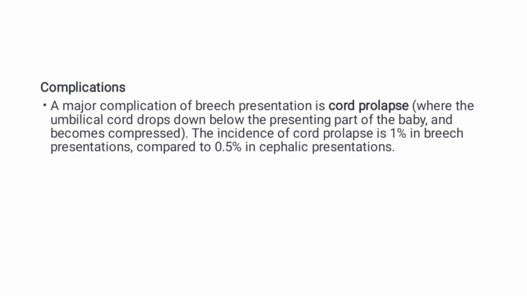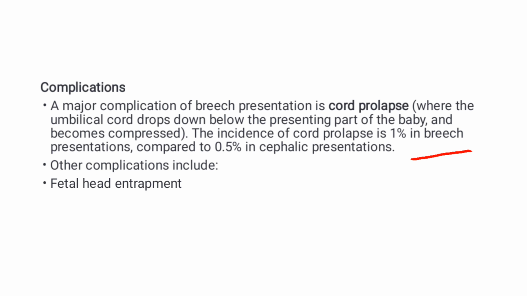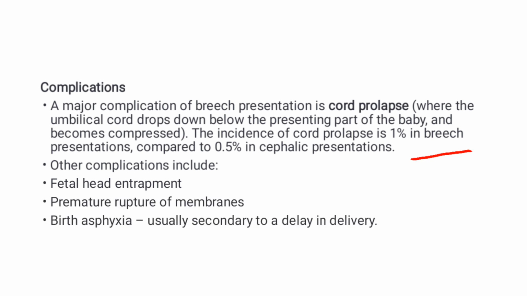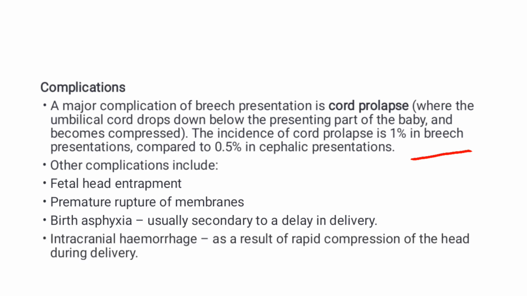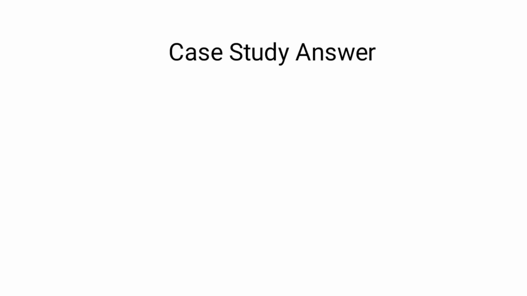Then in terms of complications, the major complication of breech presentation is cord prolapse, where the umbilical cord drops below the presenting part of the baby and becomes compressed. The incidence of cord prolapse is 1% in breech presentation compared to 0.5% in cephalic presentations. Other complications include fetal head entrapment, premature rupture of membranes, birth asphyxia, usually secondary to a delay in delivery, and intracranial hemorrhage as a result of rapid compression of the head during delivery. Those are some of the things, and that's the end of the literature review.